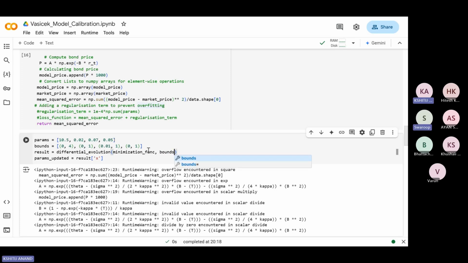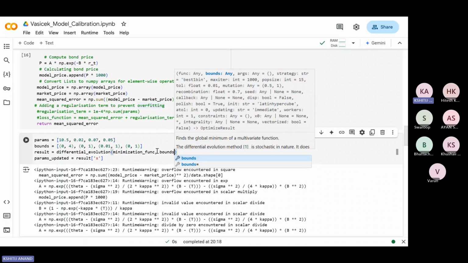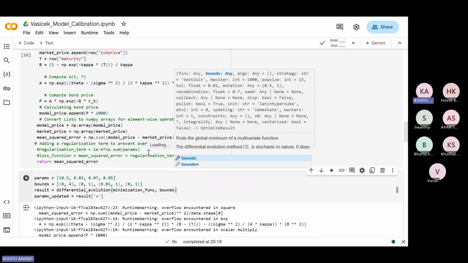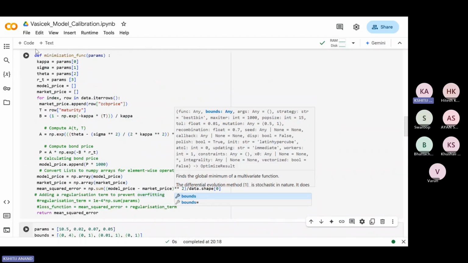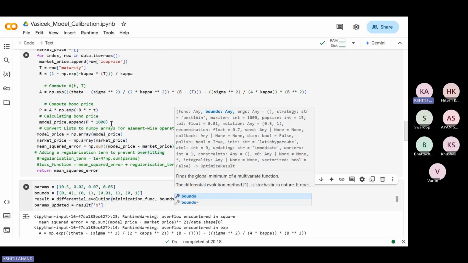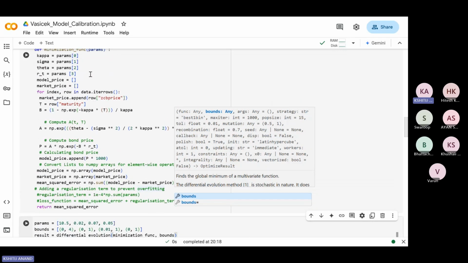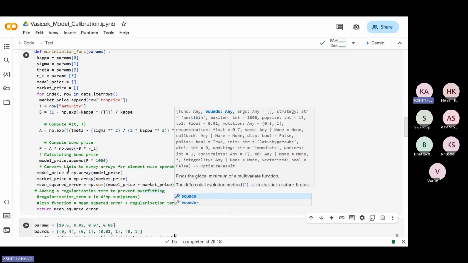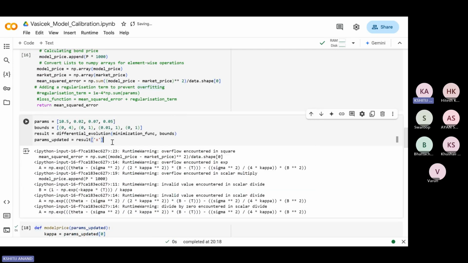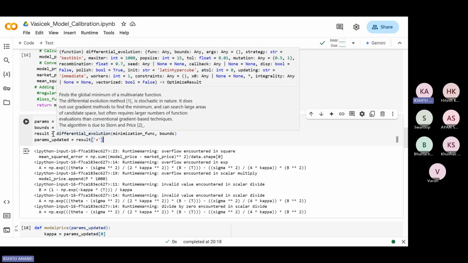And obviously you have to give the function that you want to minimize, since differential evolution takes a minimization function. We have already written the minimization function. This is the function whose output I want to minimize. The output is the mean squared error, which I want to minimize. And this returns a result.